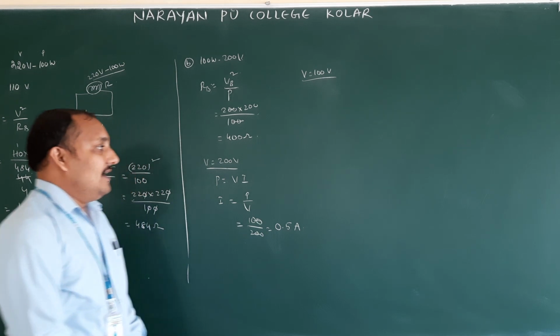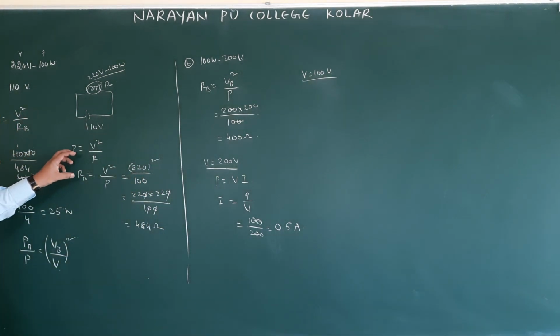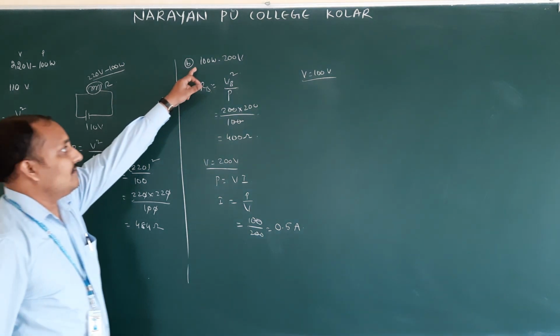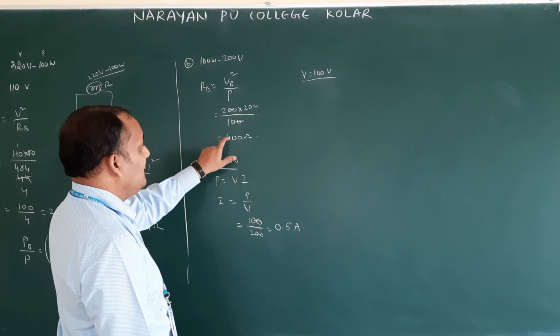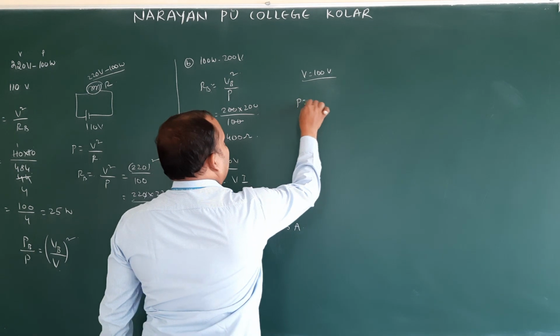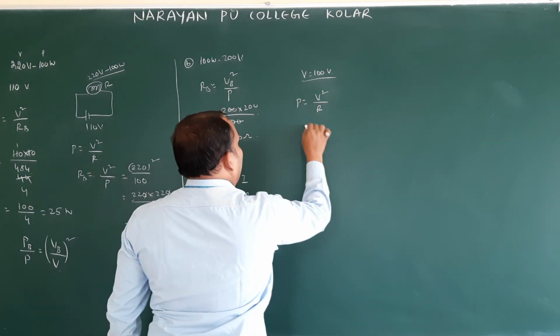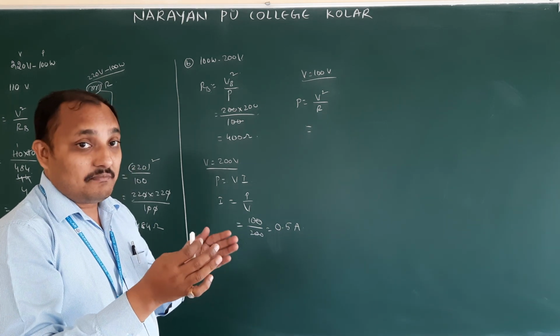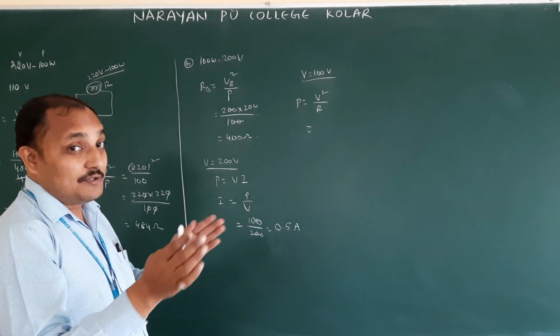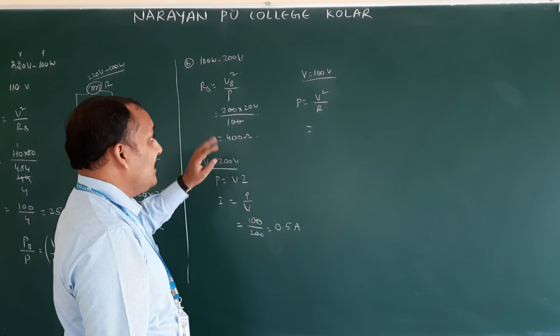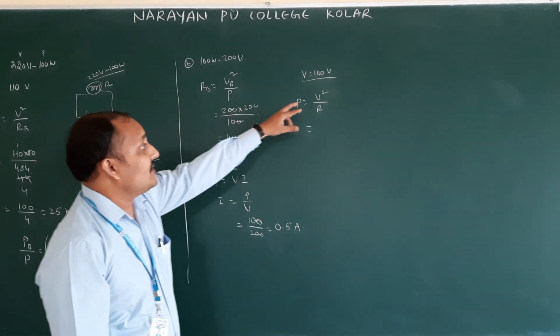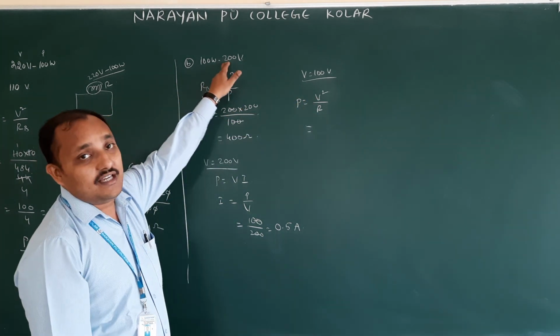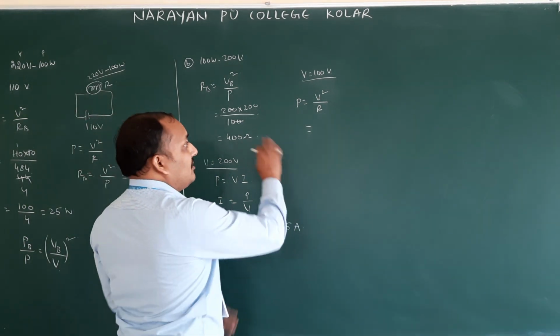Applied voltage 100 volts. Again, you should do it like this. First, we have to calculate the resistance of the bulb. How much resistance did you get? 100. Now power P is equal to V square by R. We always take power P is equal to V square by R, but you should take care which case you are substituting for. Otherwise, if you substitute this V value here, it is going to become wrong. So you should take care.